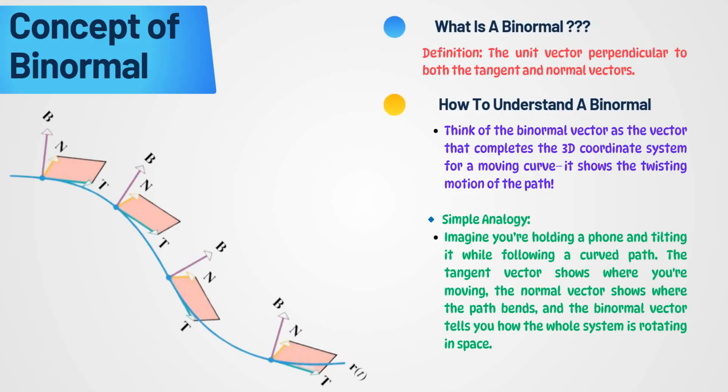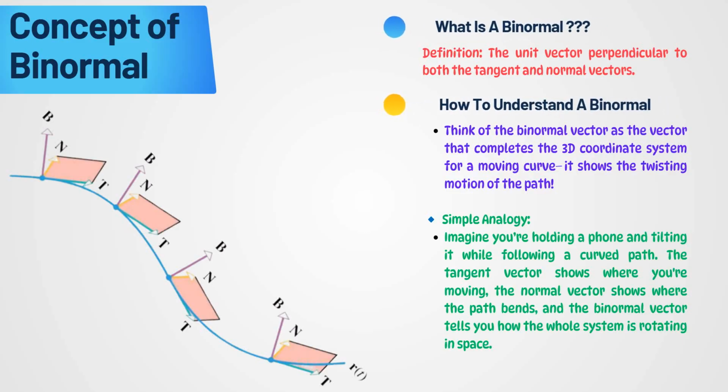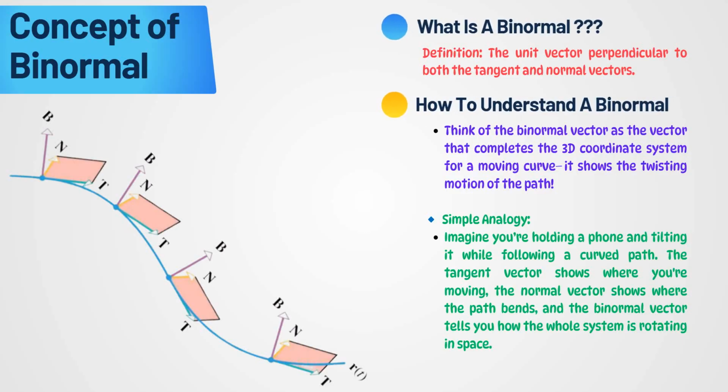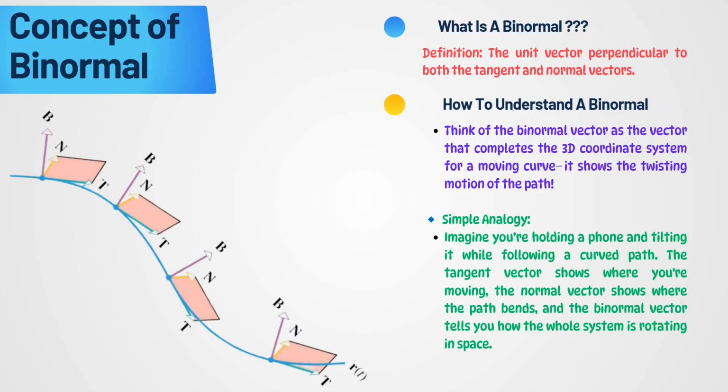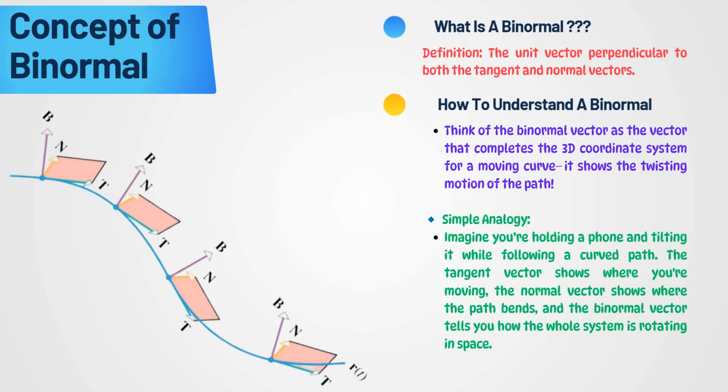Simple analogy. Imagine you're holding a phone and tilting it while following a curved path. The tangent vector shows where you're moving. The normal vector shows where the path bends. The binormal vector tells you how the whole system is rotating in space.